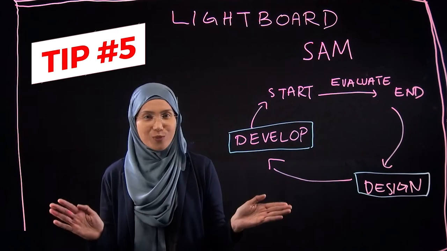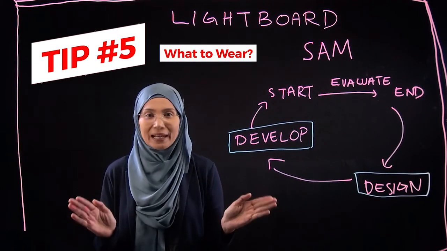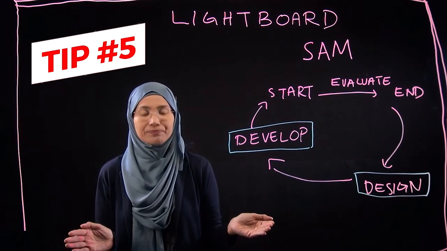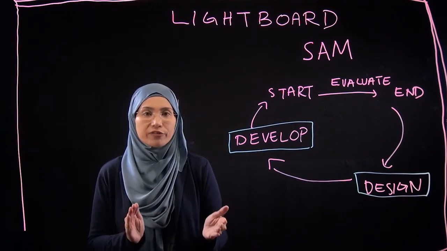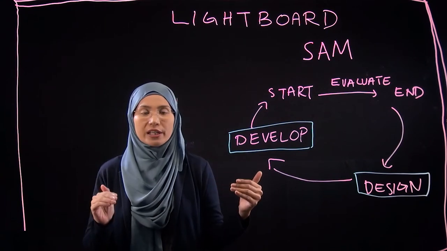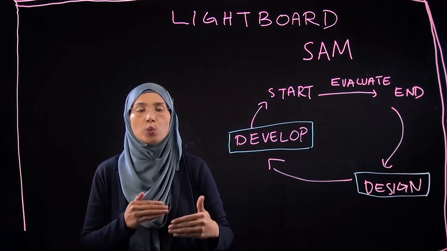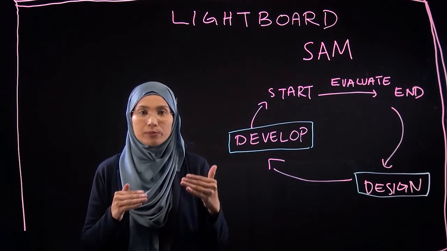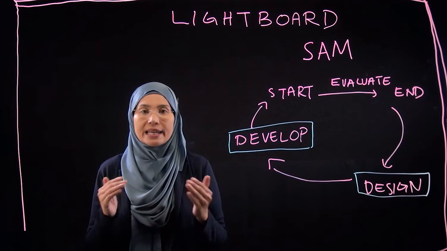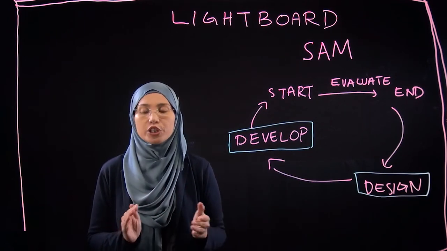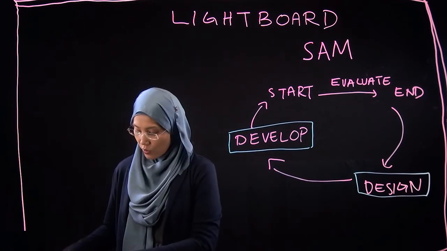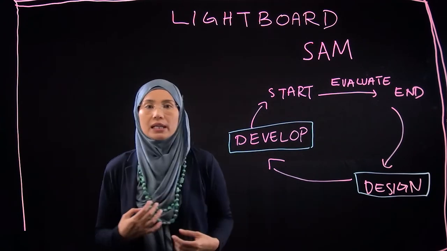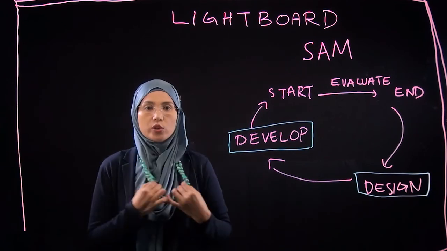Tip number 5, what to wear. You may want to plan out what you are going to wear on the day of the recording. I would advise wearing a darker shade of color. Maybe go with dark gray, charcoal, or dark blue, and stay away from very bright colors. And do not wear any accessories, because when you accessorize, it may make some noise when you move.